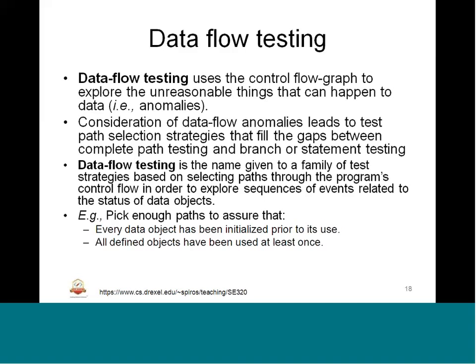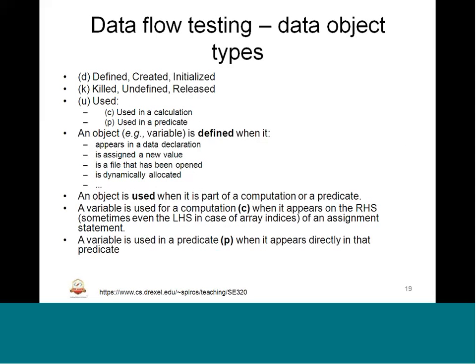Further, the data object types are defined in data flow testing. D type data or objects are those that are defined, created, and initialized. K type is killed, undefined, or released. Mostly this is used in embedded applications or C++ based applications. U type of data object is the used type, so used in a calculation or used in a predicate.